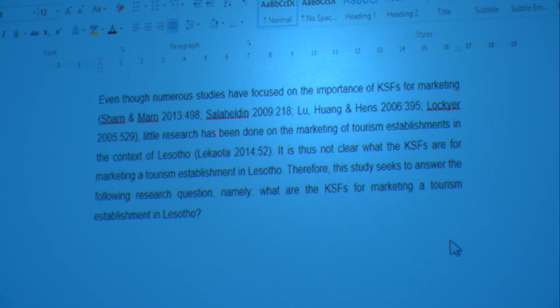All right? So she says there's a gap because several studies have been done, but none of these have focused on marketing in Lesotho. So there's a gap in research in Lesotho in terms of marketing tourism establishments. She indicates it there. It is thus not clear what the key success factors are for marketing a tourism establishment in Lesotho. Therefore, this study seeks to answer, here comes that question, the following research question, namely, what are the key success factors for marketing a tourism establishment in Lesotho?